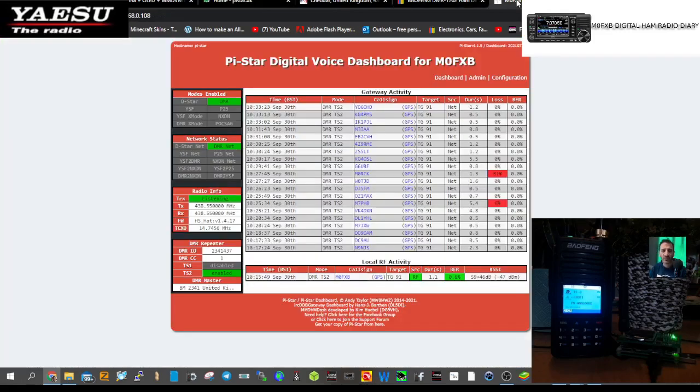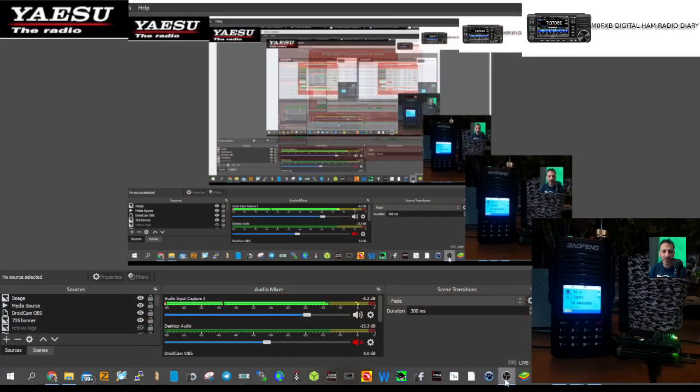So what you end up having, once it's all up and running, is a dashboard like this. And I've connected this to DMR. So what we'll do, we'll have a quick look at the radio. Let's have a quick look. One sec.